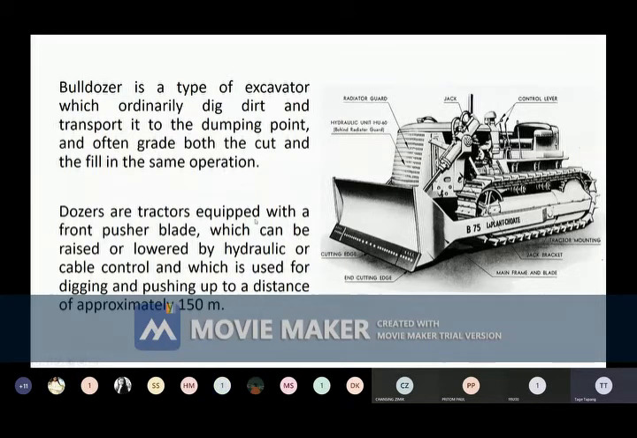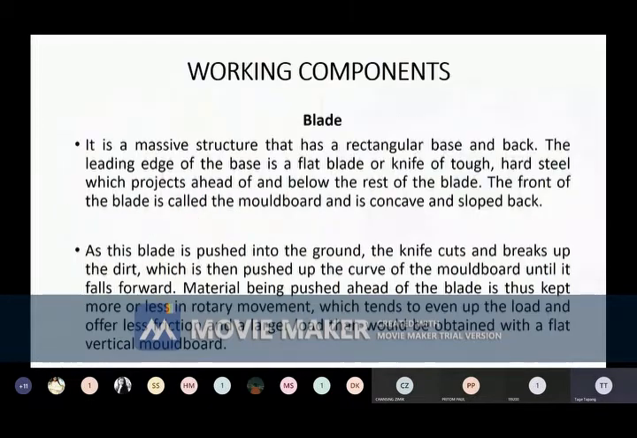So in this way, the load acting on this is less. It is not accumulating here. In case this is a straight type, then the load will have a tendency to accumulate here. Therefore, due to this curved nature, less impact or less load is experienced by the dozer, so that it can push a larger load than would be obtained with a flat vertical moldboard.